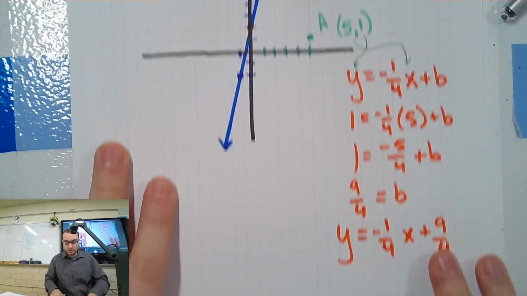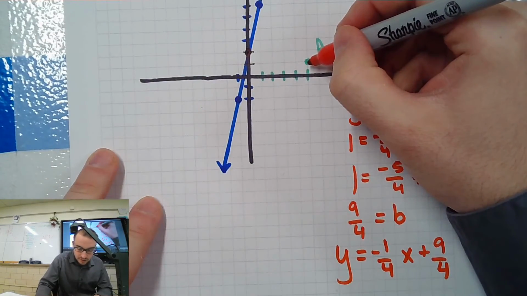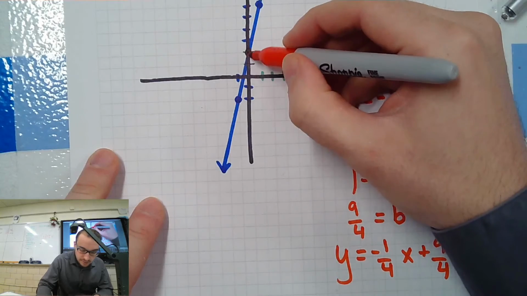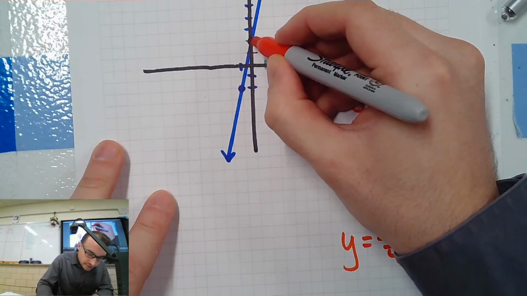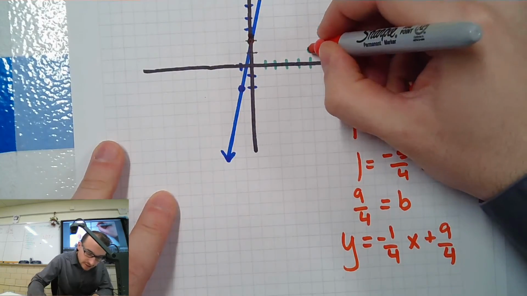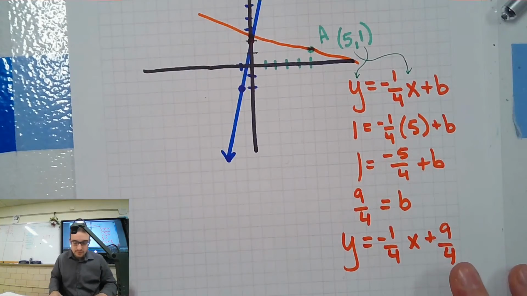So our line that goes through there is going to have a slope of -1/4, and it's going to hit at 9 quarters. So 9 quarters is our y-intercept. 9 quarters is about, I don't know, right here. So it's going to hit like that. Cool. All right.